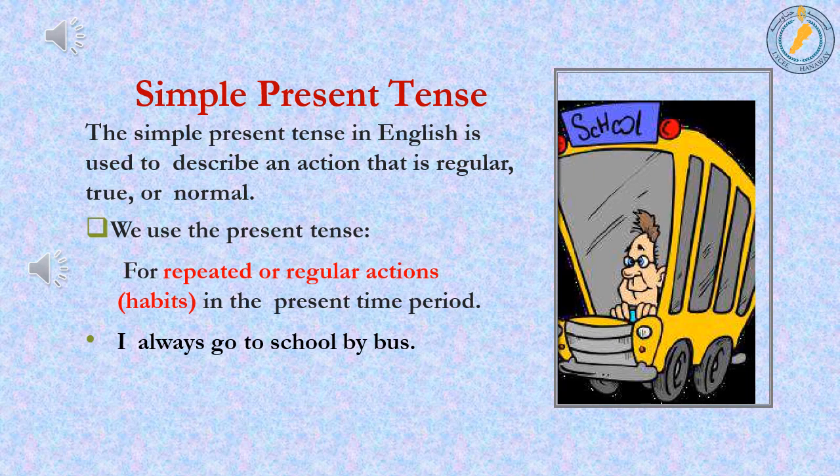For example, I say, I always go to school by bus. Here we have a repeated action. So every day I go to school by bus.